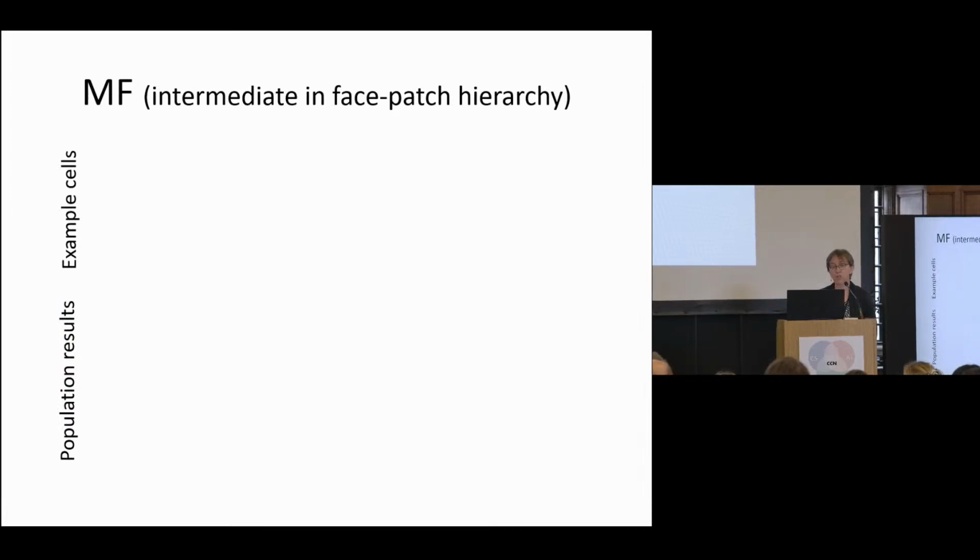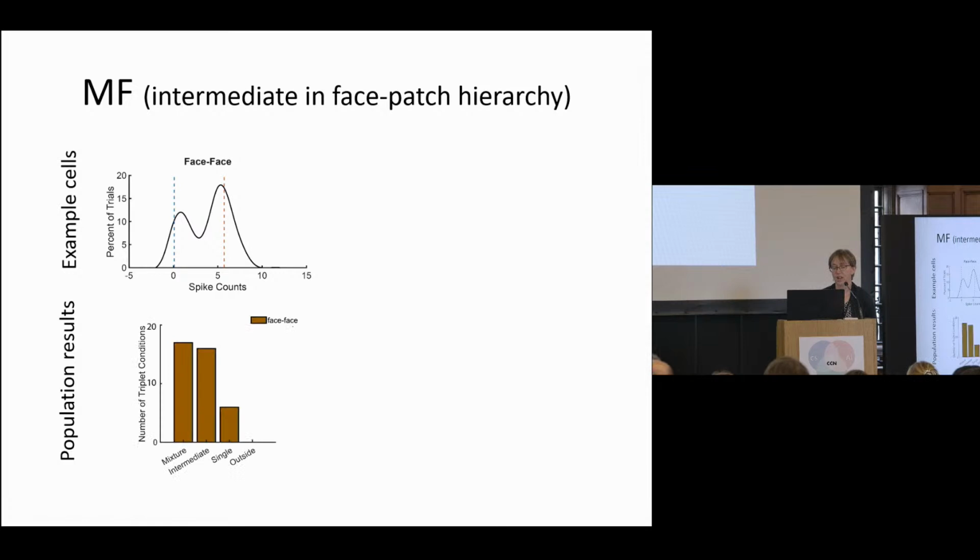We got data from two different face patches. First, I'm going to show you data from MF. This is an intermediate area in the face patch hierarchy. And we see in example cells evidence for this bimodal pattern of responses. Across the population, we see a distribution of different modeling winners, but mixtures are a prevalent category in this data set.